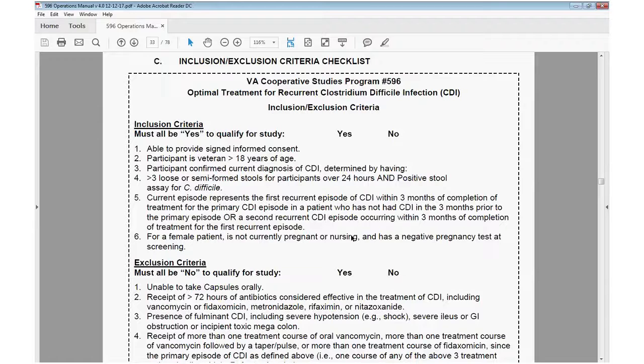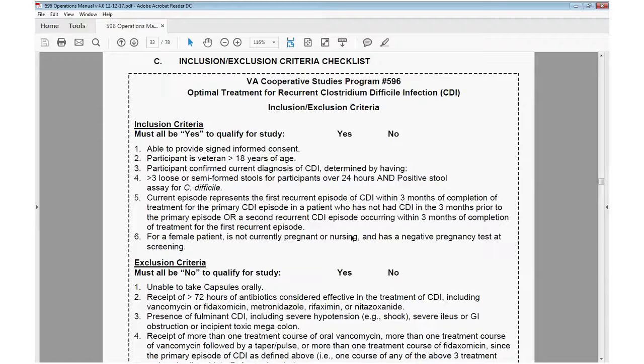To make this a little simpler, every single occurrence of CDI that a patient has will be either a recurrence or a first occurrence. If they have had no previous case of CDI in the previous 3 months, it's their first occurrence. Even if they have had CDI in the past, as long as it happened prior to 3 months ago, it's their first occurrence. If they have had CDI within the last 3 months, then this is a recurrence.